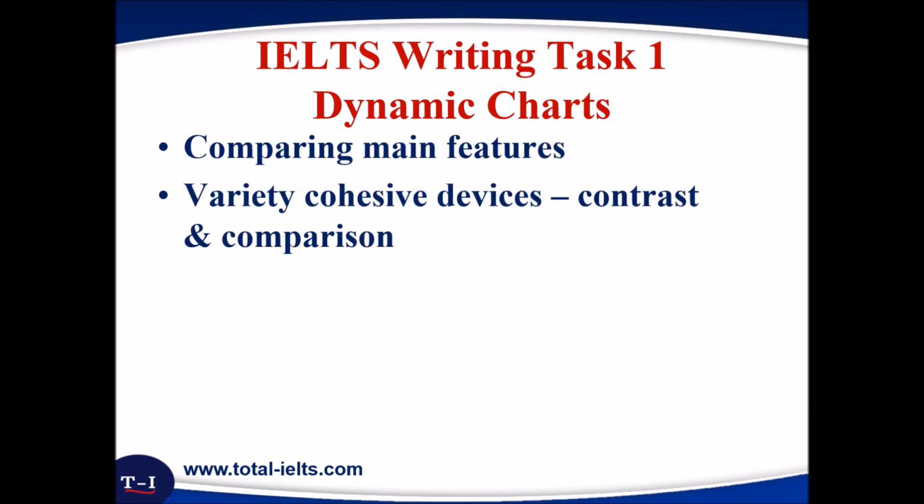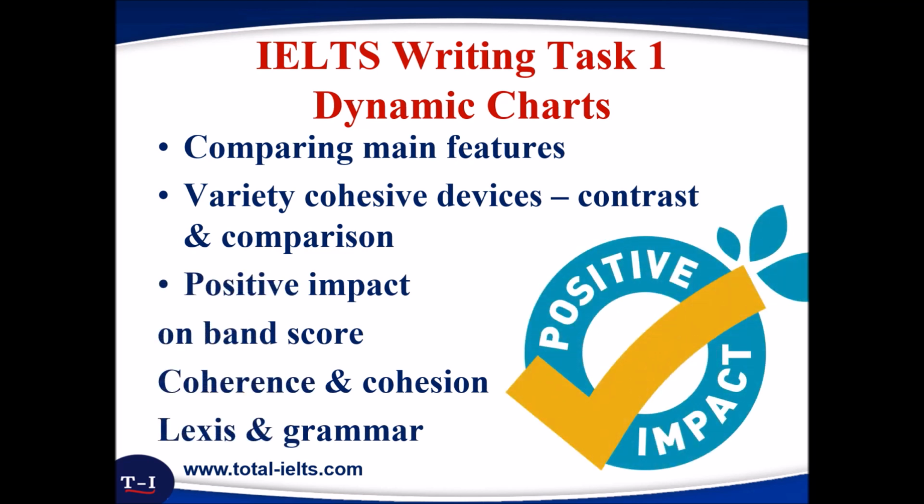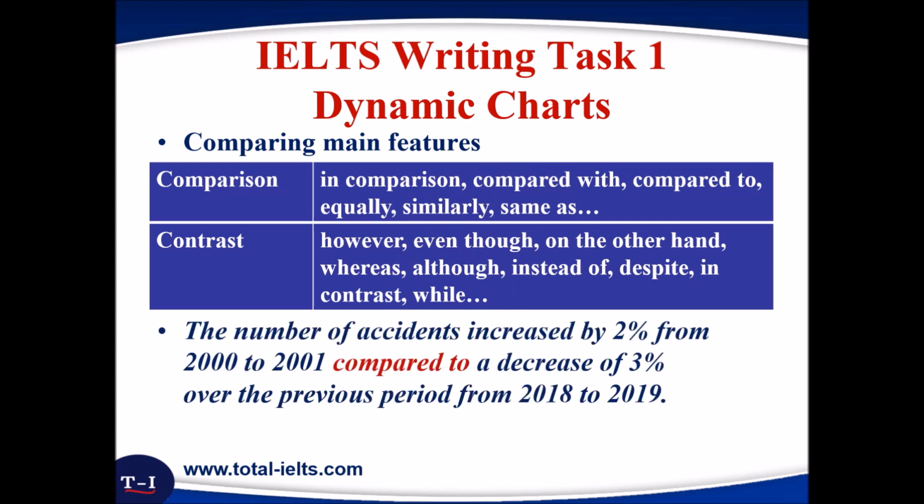Try to use a variety of cohesive devices, linking words which show contrast and comparison. This will have a positive impact on your band score for coherence and cohesion, and also lexis and grammar. For example, the number of accidents increased by 2% from 2000 to 2001, compared to a decrease of 3% over the previous period from 2018 to 2019.